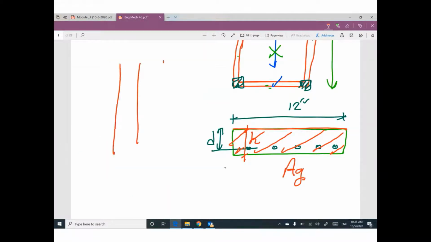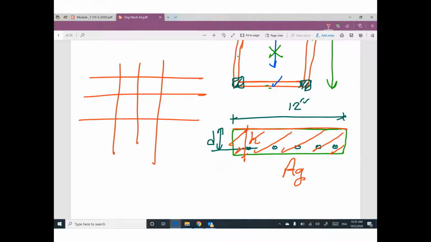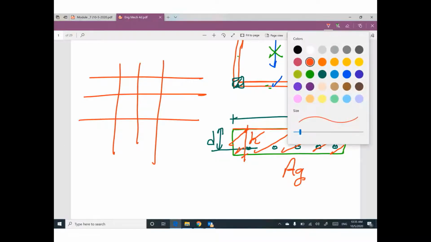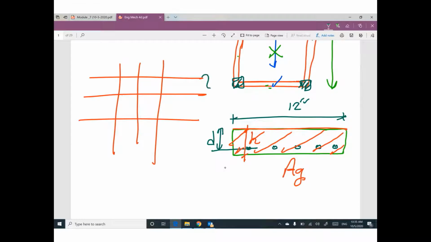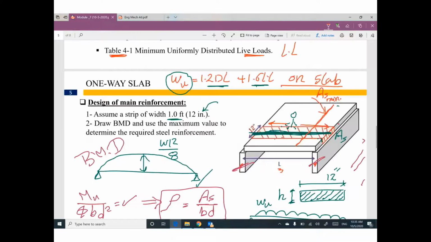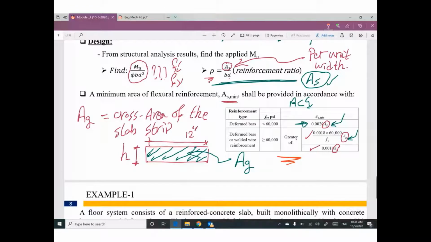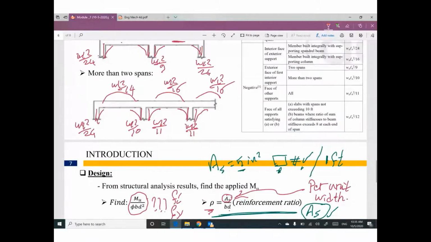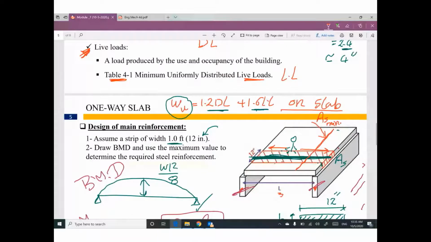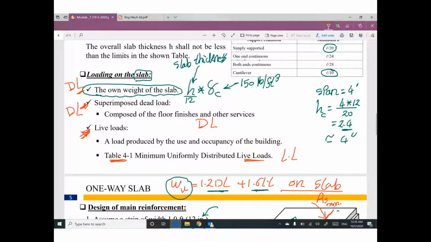Like this. In a one-way slab, only one direction is the main area steel, the main reinforcement from your design and calculation. But the other direction is minimum, based on this table. So guys, just keep it in your mind. For a one-way slab, we have only one direction, one way, which is main.